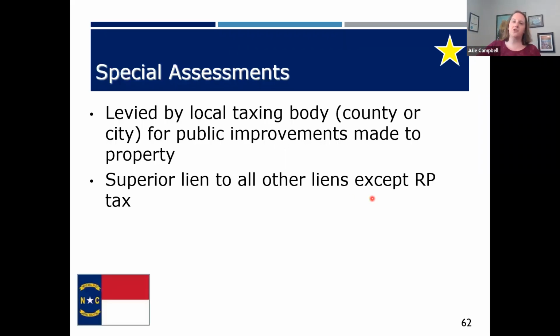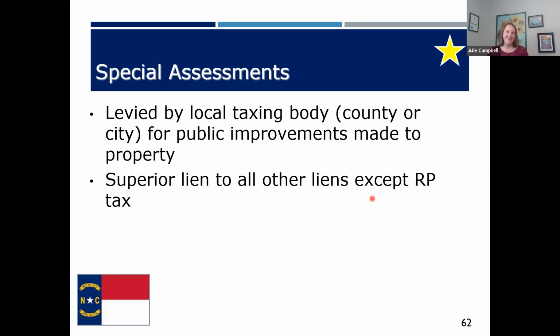The other thing that we briefly mentioned were our government special assessments. Again, just as a reminder of our superior liens. Government special assessments are levied by local taxing authorities for the purpose of making public improvements to the property. Putting in sidewalks, putting in street lighting, storm drains, redoing storm drains, hooking an entire community up to public water or public sewer. These are government special assessments.